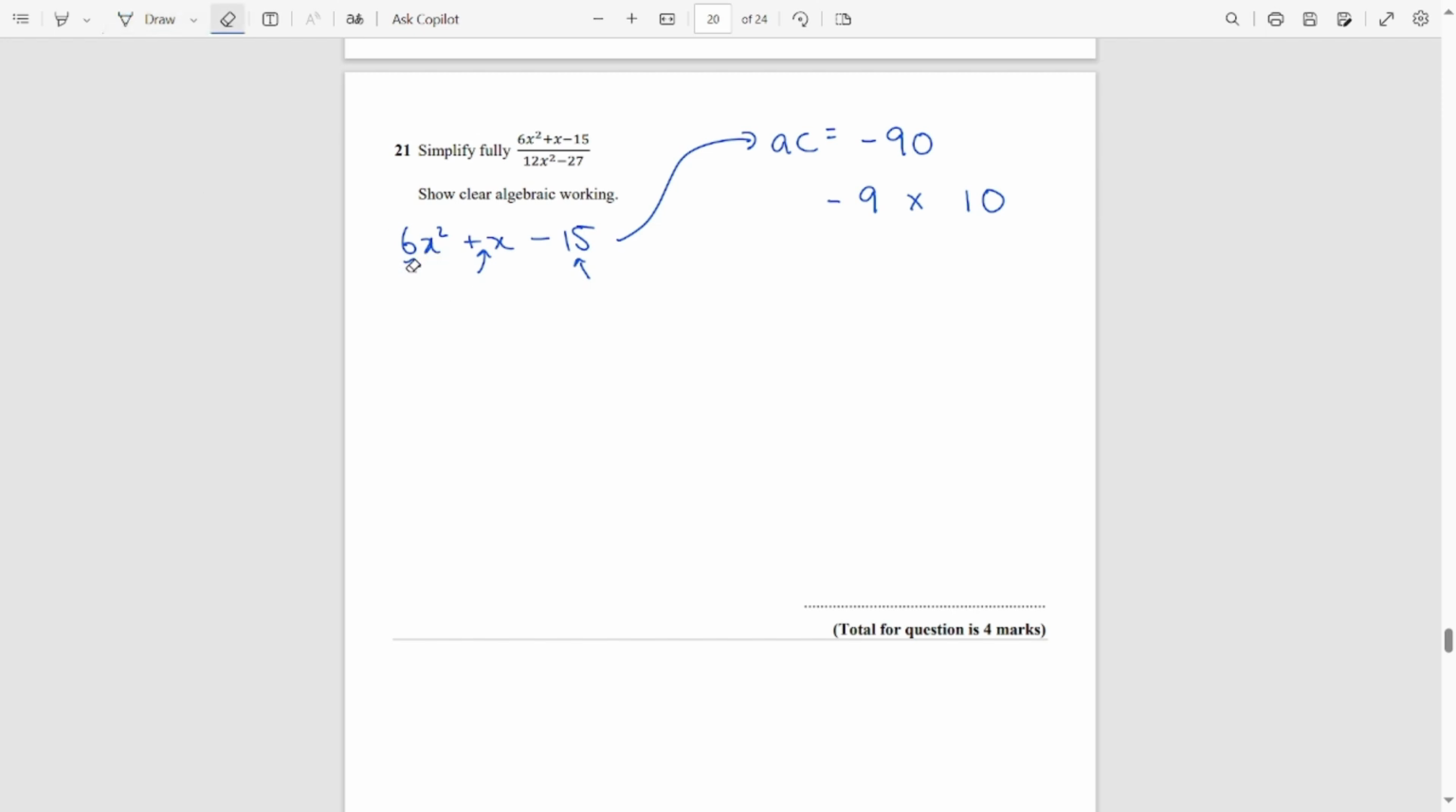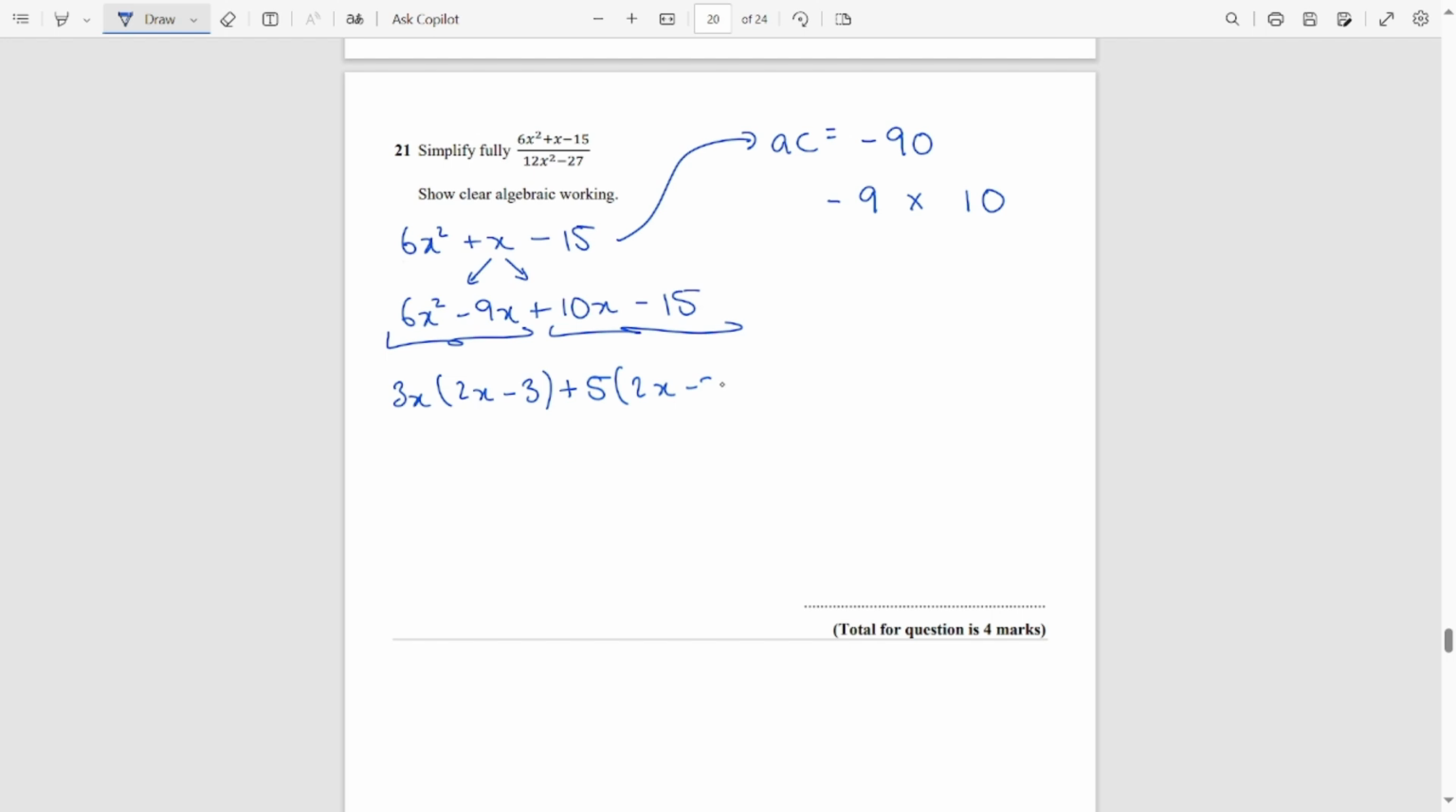So what I'm going to do now is take that middle term there, the plus x, and split this up into minus 9x plus 10x. So we have 6x squared minus 9x plus 10x minus 15. Once we've done that, we are going to factorise the first two terms and the last two terms. So these first two terms are both divisible by 3x. And so this is going to be 2x minus 3. And the second two terms are both divisible by 5. And so that is also going to be 2x minus 3.